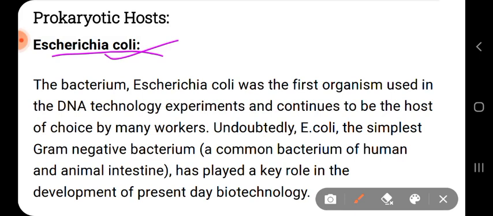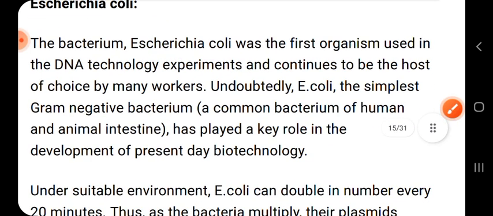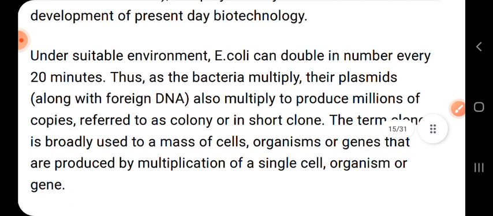While for animals, we use Drosophila, like I have said by T.H. Morgan. But for genetic experiments, if you want to use a prokaryote as a host cell, we go for E. coli, because its genome has been completely sequenced, and it is the simplest gram-negative bacterium that we know. And these bacteria are commonly found in the human and animal intestine, and that's why E. coli is used in present-day biotechnology experiments.